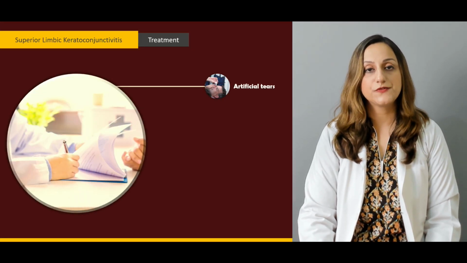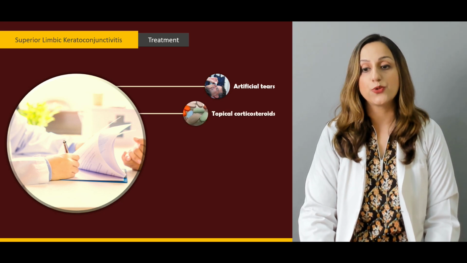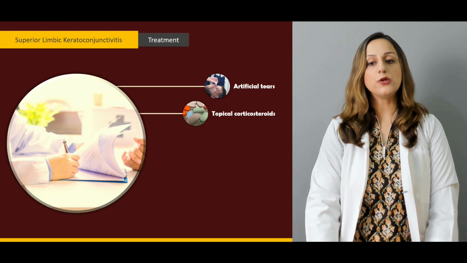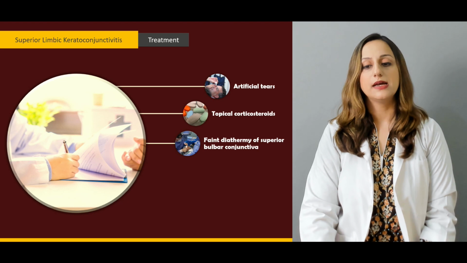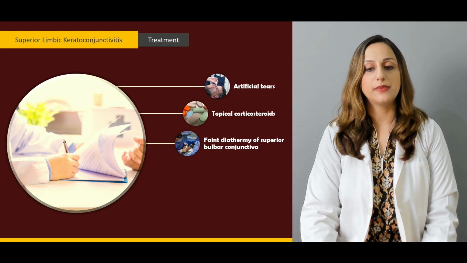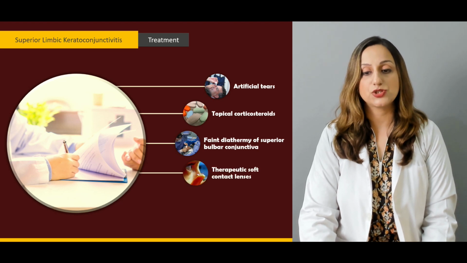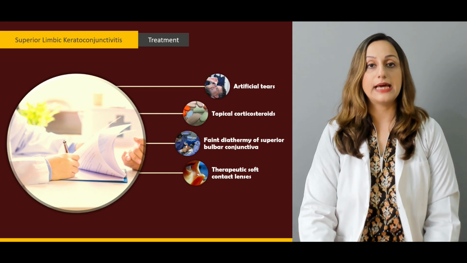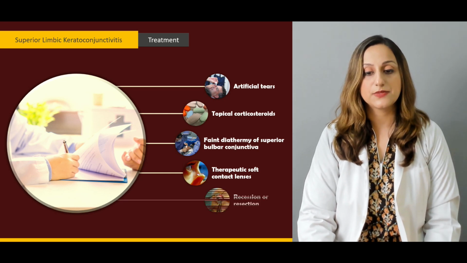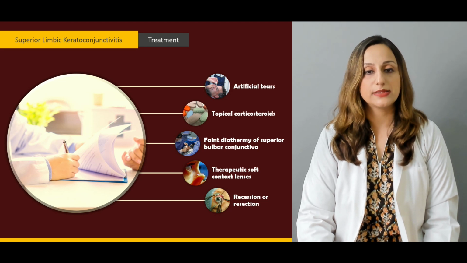The treatment over here would consist of artificial tears that you would give as a lubricant. The topical corticosteroids would also be quite frequently used for these patients. And then, of course, the faint diathermy of the superior bulbar conjunctiva can be used as a surgical treatment in these patients. The therapeutic soft contact lenses are used just as a protective factor in these patients. Recessions and resections are also covered.